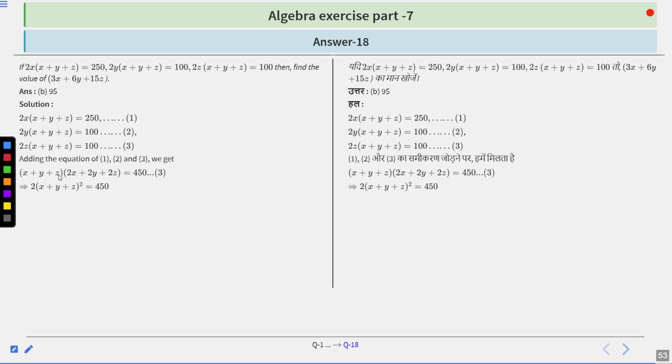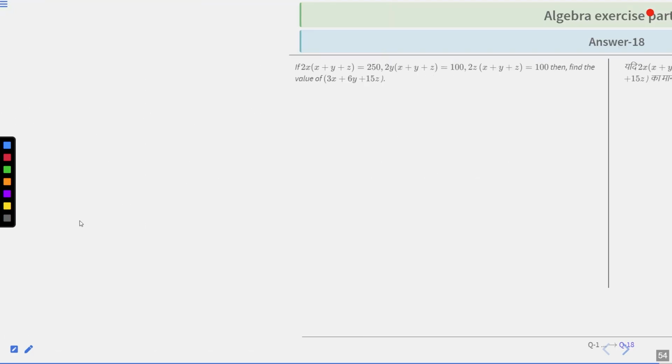Now, (x + y + z) into (2x + 2y + 2z), taking 2 common, we get (x + y + z) into (x + y + z). That becomes (x + y + z)² is equal to 450. Therefore, (x + y + z)² is going to be equal to 450 upon 2, that is 225, or x + y + z is 15, because the square going to the right hand side becomes under root, and under root 225 is 15.